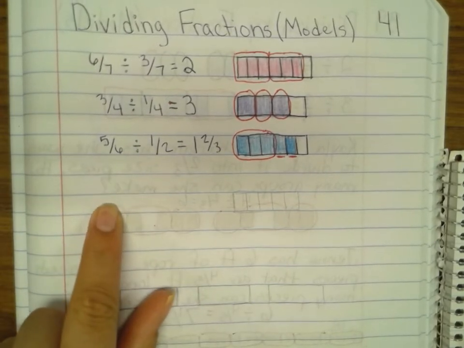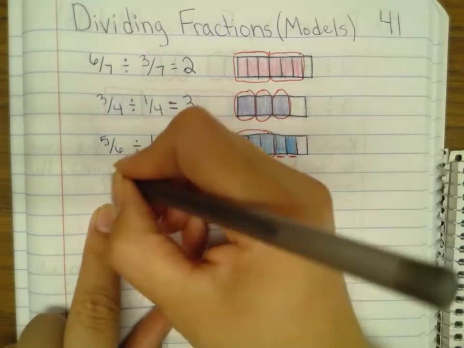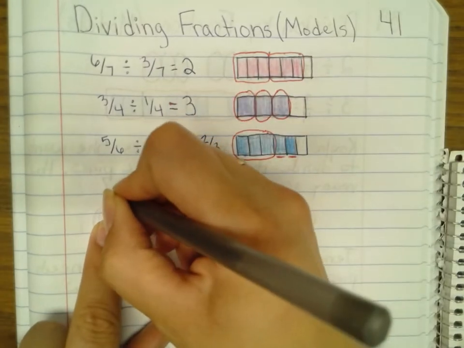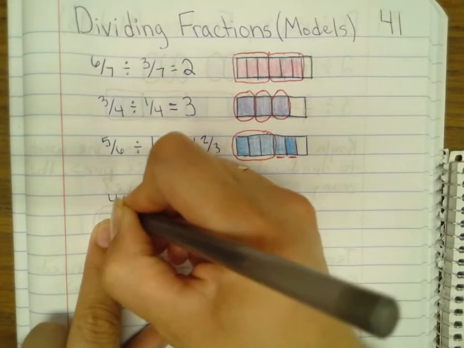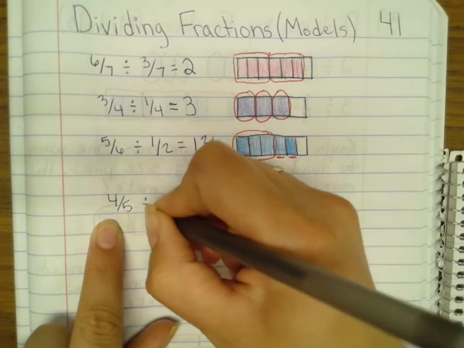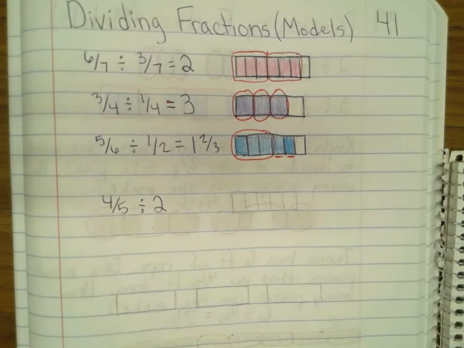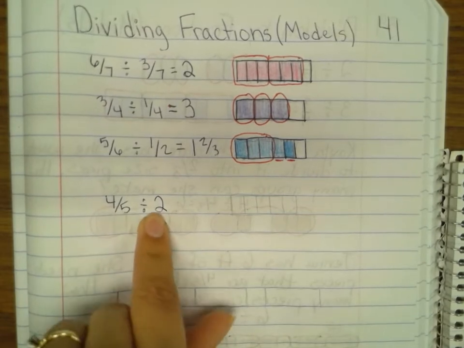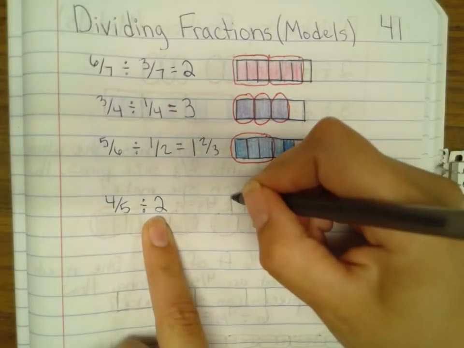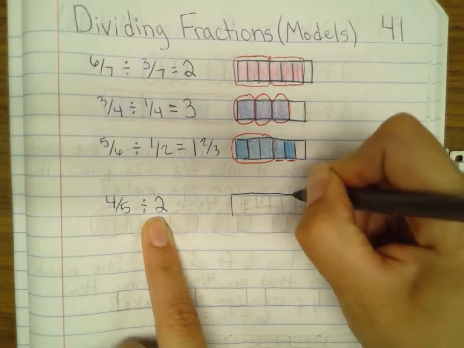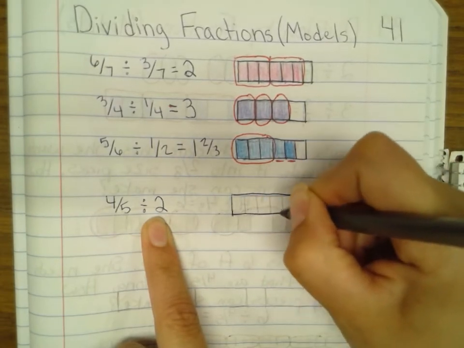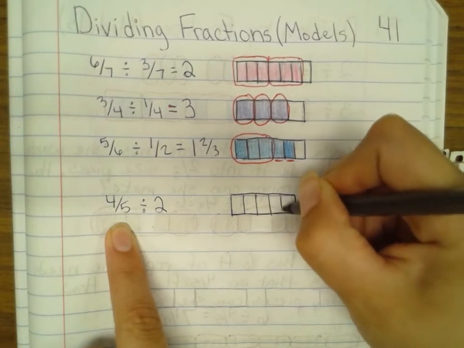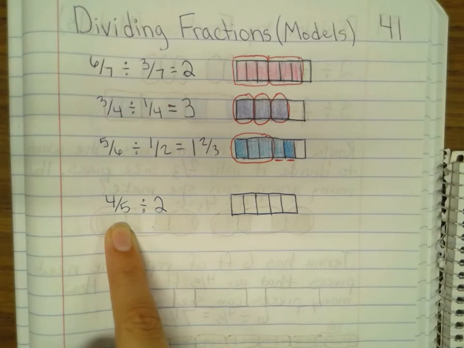Let's skip 2 lines here just so we have a little more space. So the next one I want to do is 4/5, and I want to divide that by 2. So I want 2 whole groups. So I want to split 4/5 into 2 groups. So let's draw our whole unit again, a rectangle. We need 4/5, so I need to split it into 5 pieces and then color 4 of those.